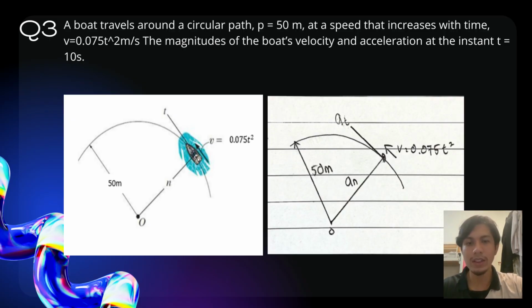For question 3, a boat travels around a circular path where P equals 50 meter at a speed that increases with time, which is V equals 0.075 t squared meter per second. Find the magnitudes of the boat's velocity and acceleration at the instant t equals 10 seconds.